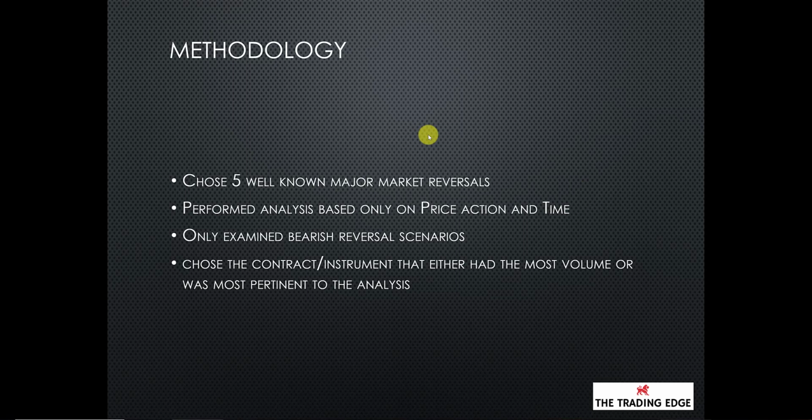And finally, I chose the contract and instrument that I felt was most appropriate for the analysis. I chose the instrument that either had the most volume or was most pertinent to the analysis. For instance, when I performed the analysis on the 1929 crash, the best instrument to pick was the DJI index, because it had the most historical data, and in some other contracts, the most volume.